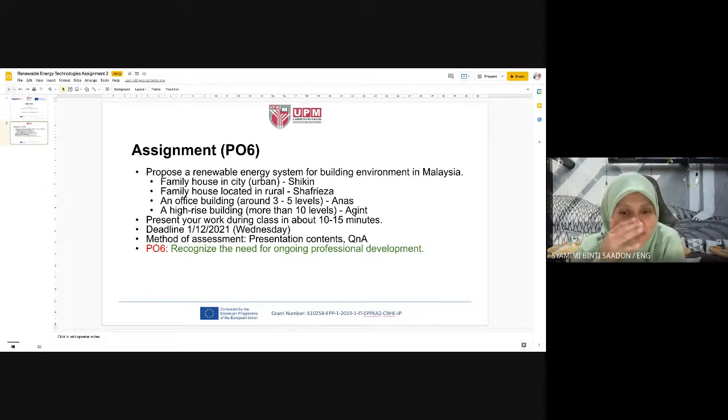Around 5 pages of slides is okay, maximum 10. Have a bit of background study, and of course the reason and argument why you propose those systems for the different types of building. Is that okay?